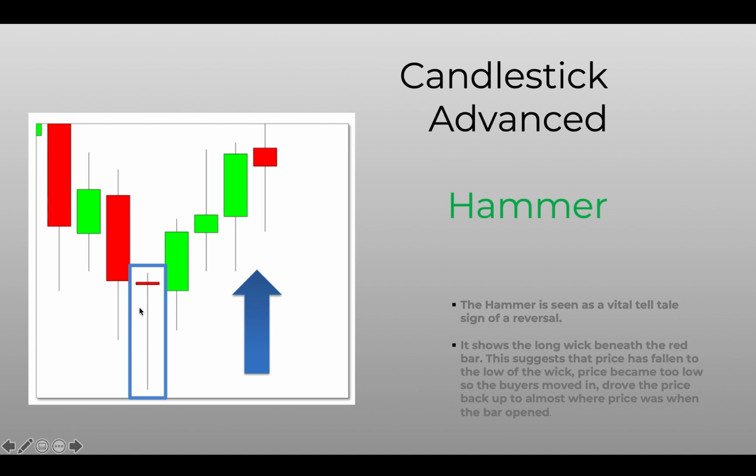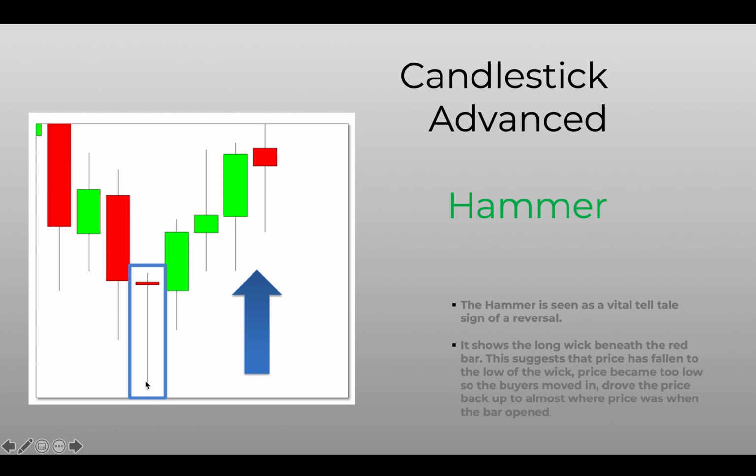Okay, where's my cursor gone? Price has fallen too low and it's become essentially too cheap, and the buyers have moved in and overrun the sellers, which has forced the price all the way back up to where it opened at. Okay, so remember, you've got the open, you've got the close, you've got the low and the high. So obviously at some point during this specific time frame, this bar was completely red, so price was all the way down here, and the buyers moved into the market and basically said, this is too cheap, price needs to move up.